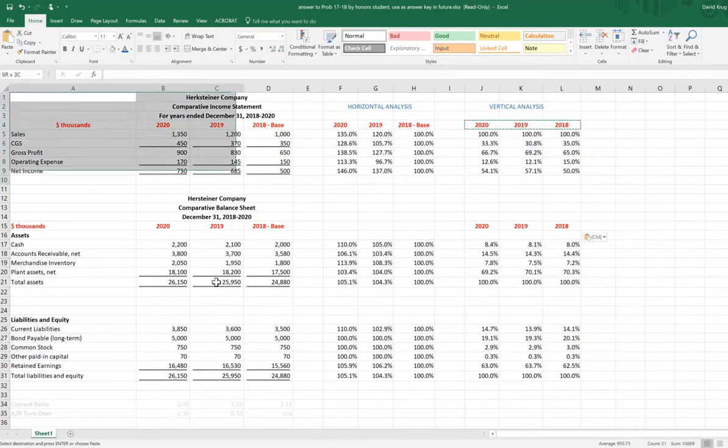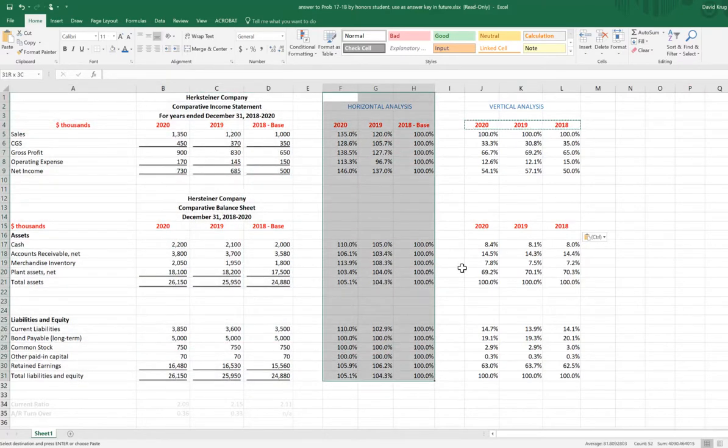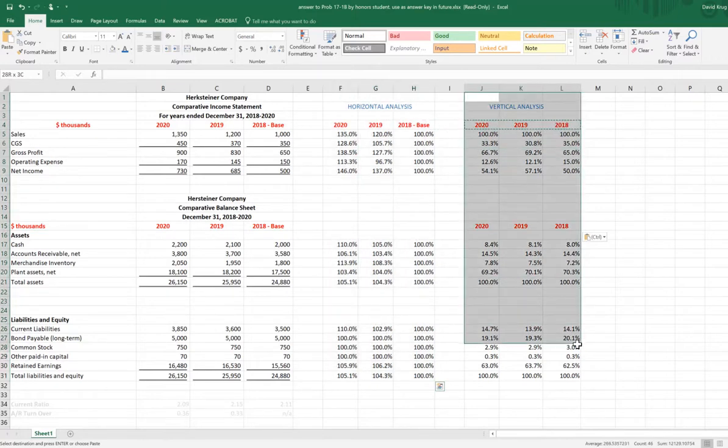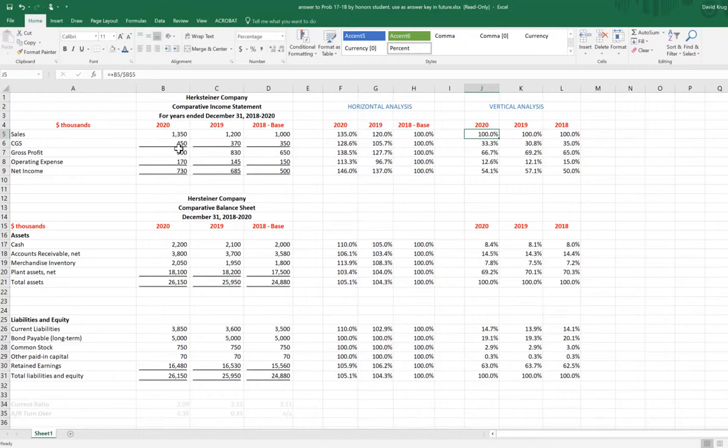So again, this is all our raw data. This is our horizontal analysis. This is our vertical analysis. Okay. Remember, when you do these formulas, you can always get a calculator and check to make sure that whatever Excel is doing for you is correct. But you know, you're going to be analyzing probably more years than just 3, so this is really going to save you a lot of time.